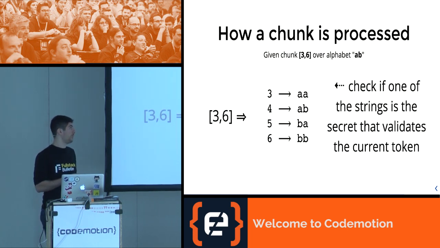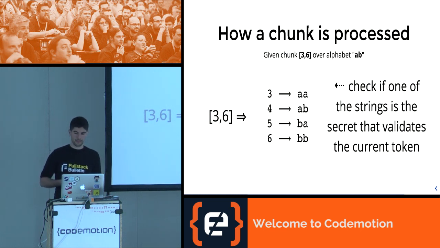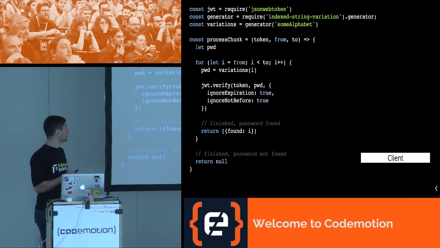If we are using the alphabet AB, then we know that 3 is AA, 4 is AB, 5 is BA, and so on. The role of the client is to check if the string will be able to generate the same signature, or this one, or this one, or this one, and if any of those is a solution, it's okay, otherwise we ask for the next batch. So this is actually the code. The important bits are probably hidden here. This is a library that allows you to map a positive integer to a string on a given alphabet. So we are using this library to generate all the strings for the range from and to. And here we are using the JWT, JSON Web Token library, to just verify this token against the current password that is coming from the current string over that alphabet.